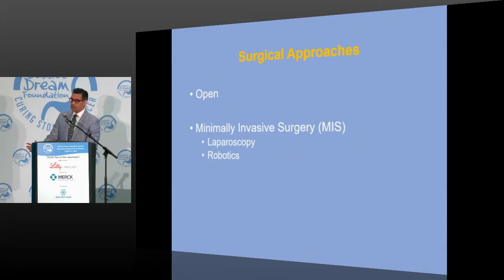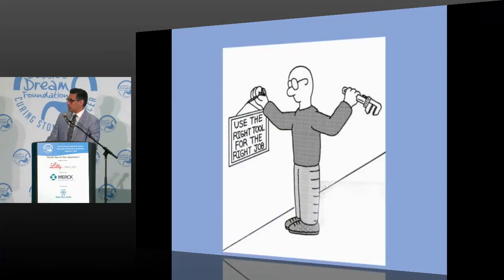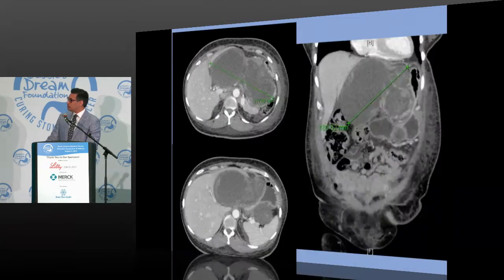If you asked anyone if you want a 2-foot incision or a 3-inch incision, I think anyone's going to say they want a 3-inch incision. The problem is, you have to pick the right tool for the job. The same way that you wouldn't hammer in a nail with a wrench, you're not going to take out a really large tumor that's 20 centimeters or 20 inches in size laparoscopically, because you have to make a big incision anyways to take it out.